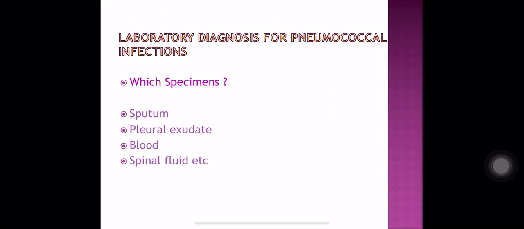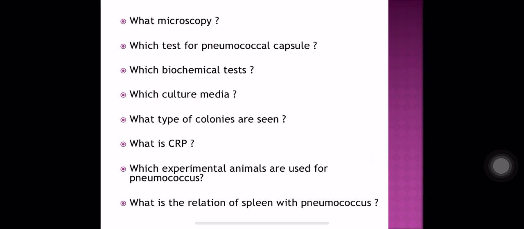For laboratory diagnosis of pneumococcal infections, the specimen taken depends on the type of lesion: sputum, pleural exudate, blood or spinal fluid, etc. For microscopy, we can do Gram stain, in which you can see flame-shaped or lanceolate-shaped diplococci with a capsule surrounding them, and the Quellung test can be done for the capsule. Biochemical tests: inulin, optochin and bile solubility. Culture media: blood agar, chocolate agar. Type of colony: draughtsman appearance or carom coin appearance.